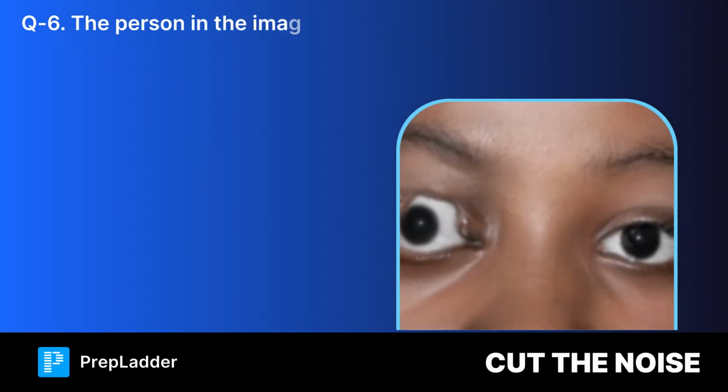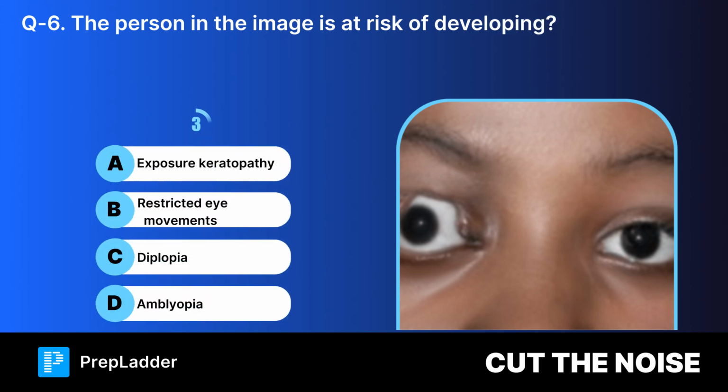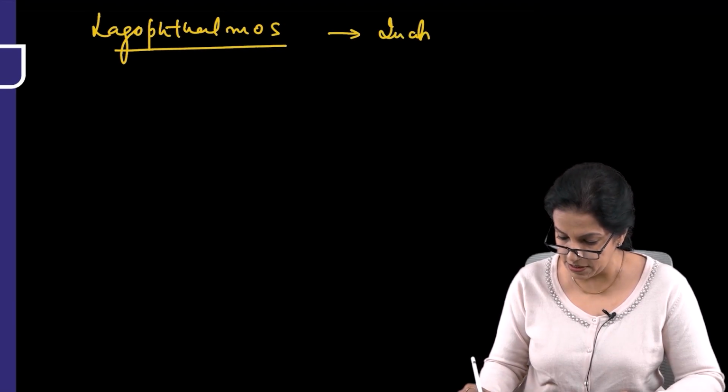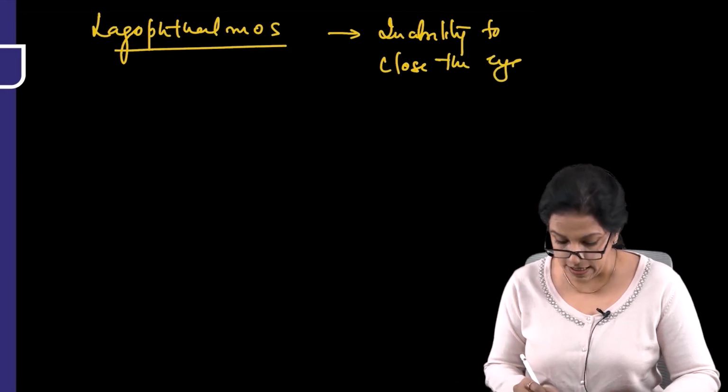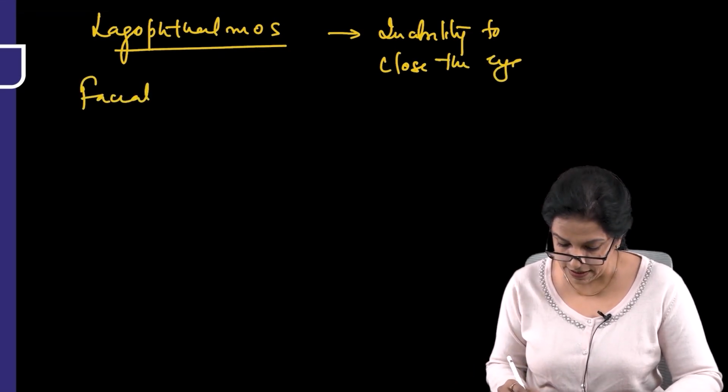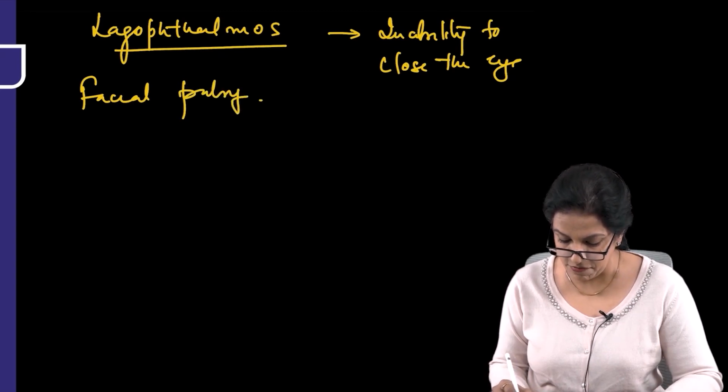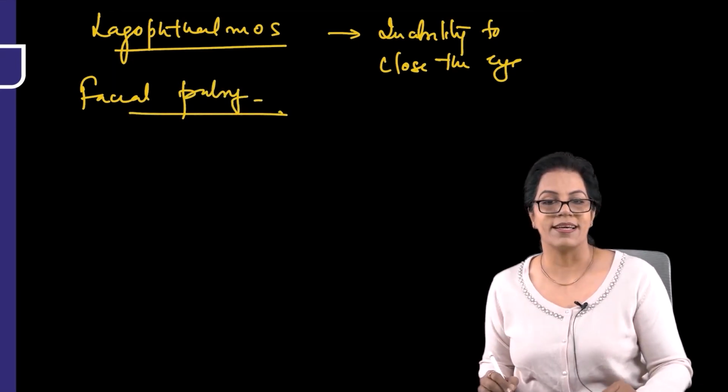Question number 6. The person in the image is at risk of developing? Your options are, and the correct answer is exposure keratopathy. Here's the explanation. Lagophthalmos. When the eye cannot close, we call it lagophthalmos. Inability to close the eye. Right? This will happen in facial palsy, that is 7th nerve palsy. It's a feature of 7th nerve palsy which supplies the orbicularis oculi.